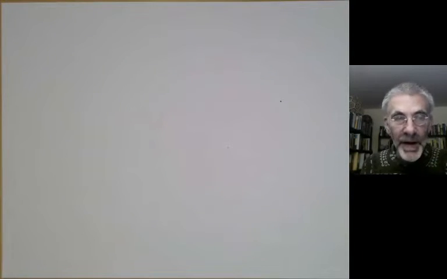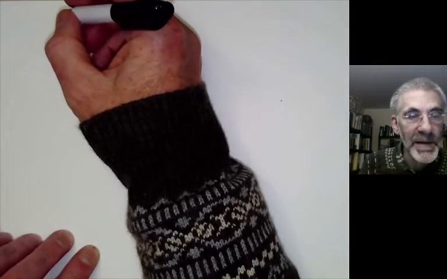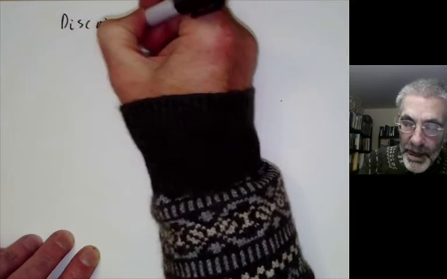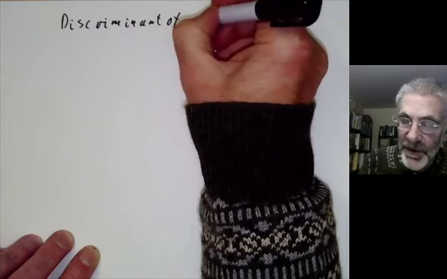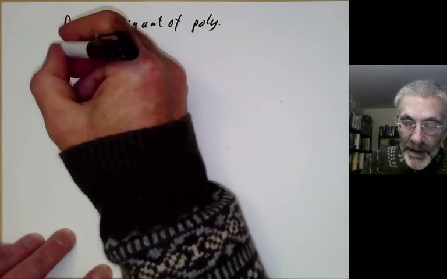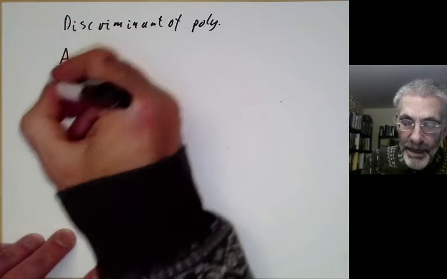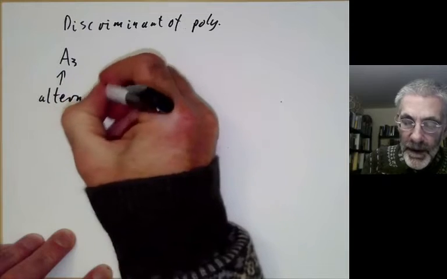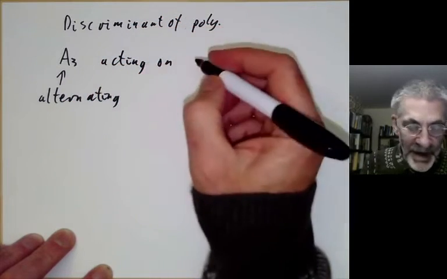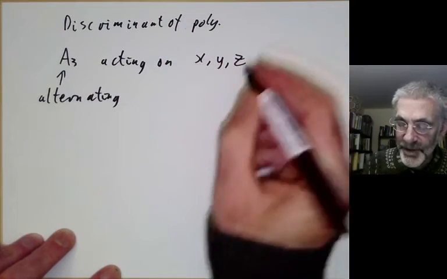I'll describe another thing you can calculate from elementary symmetric functions, which is the discriminant of a polynomial. Let's explain this. Suppose I look at the alternating group. Let's look at the alternating group A3 acting on three variables. Let's just make them act on x, y, and z.